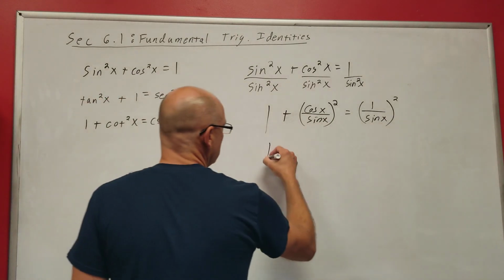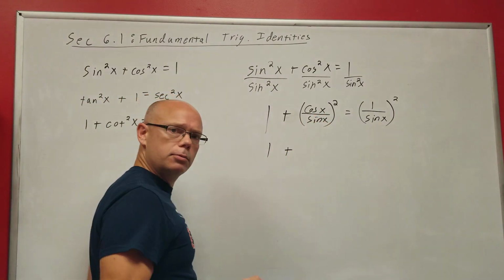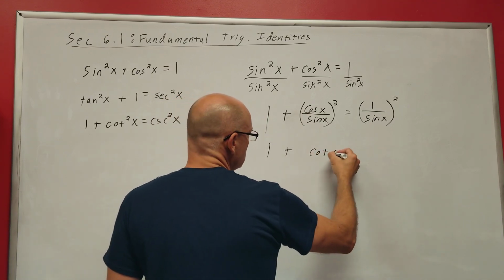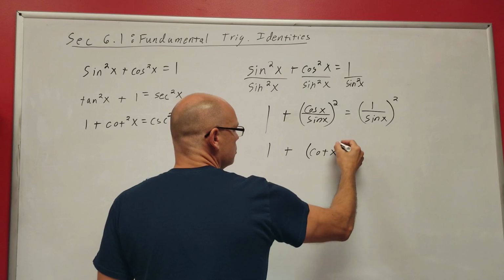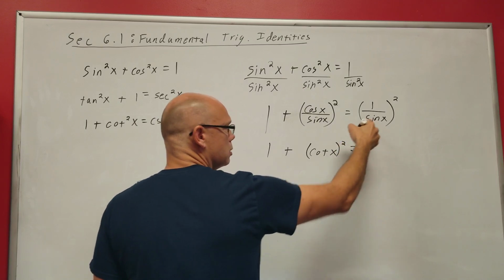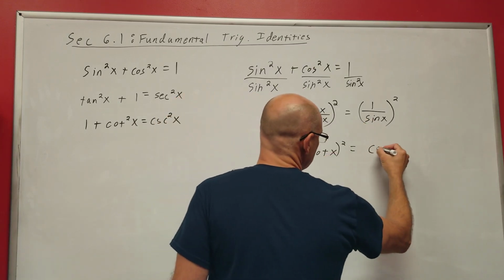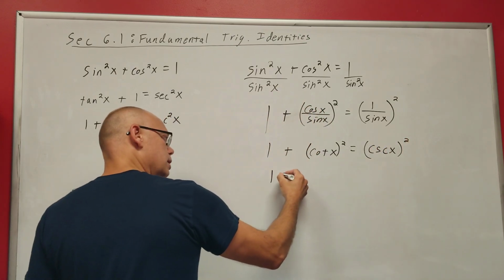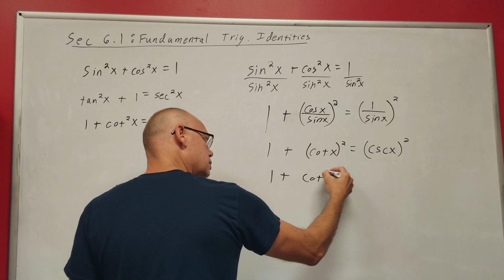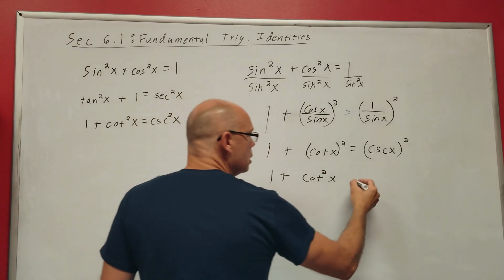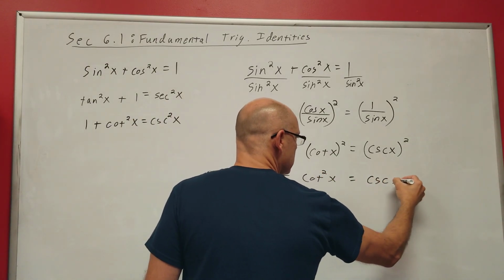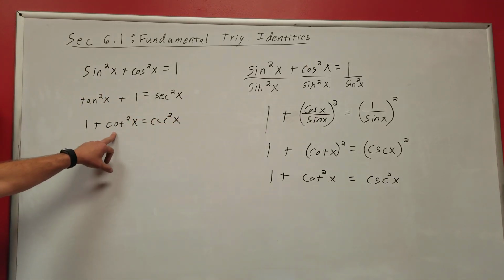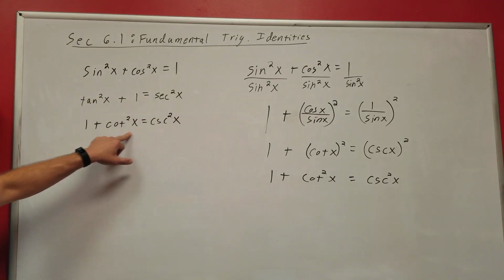All right, so I have 1 plus, what's cosine over sine? That's cotangent, right? So I have cotangent of x squared is equal to, what's 1 over sine? Cosecant of x squared, right? Or I could do a rewrite and say that's 1 plus cotangent squared of x, is equal to cosecant squared of x. What does that look like? It looks like this identity right here, right?